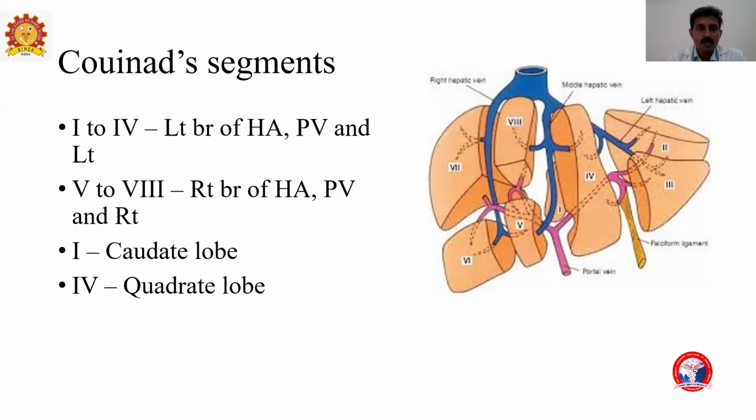Now 1 to 4 is supplied by the left branch of hepatic artery, portal vein and left hepatic duct. So this is the left part of the lobes, and so they are supplied by the left branch of hepatic artery, portal vein and the left hepatic duct. 5 to 8 is supplied by the right branch of hepatic artery, portal vein, and right hepatic duct. Okay.